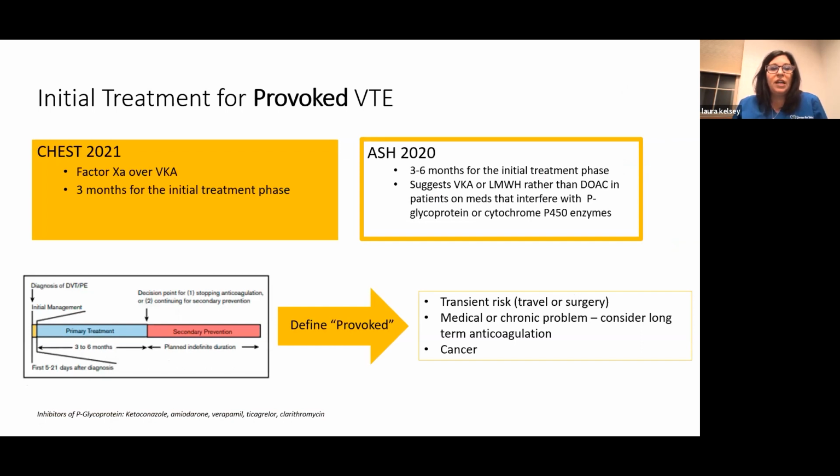So CHEST would say treat for 3 months. American Society of Hematology says 3 to 6 months. Both recommend the DOACs. American Society of Hematology says be careful if you're using those P-glycoprotein inhibitors with those other medications, which are listed below, because I usually forget those. But really what's important in both of these papers is that they say you've got to look at what you mean by provoked. Okay, what do you mean by provoked?